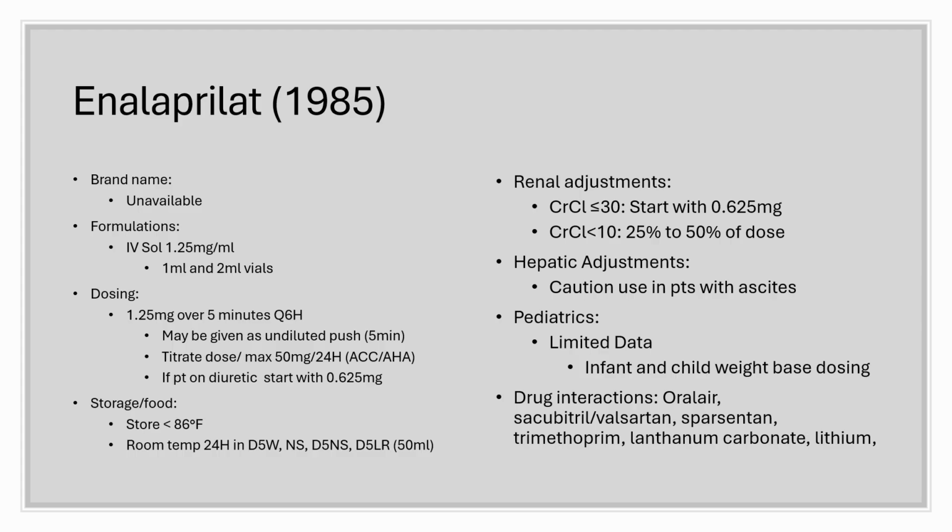Enalaprilat's dosing is unique in which it takes into account whether a patient is on a diuretic or not. If a patient is on a diuretic or is at risk of severe hypertension, then the starting dose is reduced to 0.625 milligrams instead. When converting from enalaprilat to enalapril, the usual recommended starting dose is 5 milligrams, unless the patient has a creatinine clearance of 30 or less, in which case the starting dose of enalapril should be 2.5 milligrams.